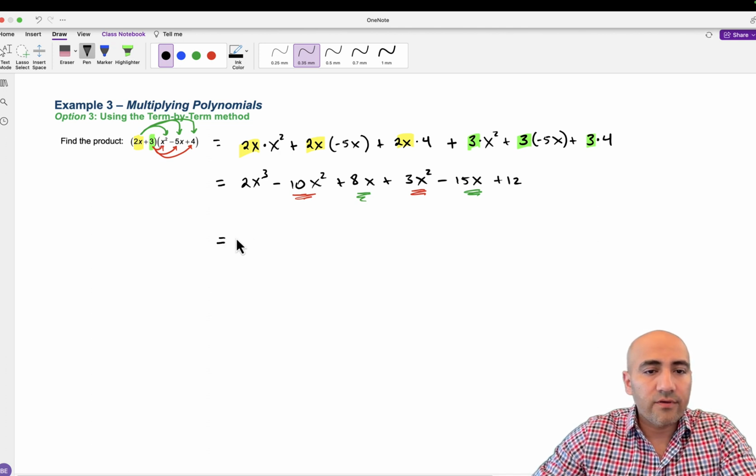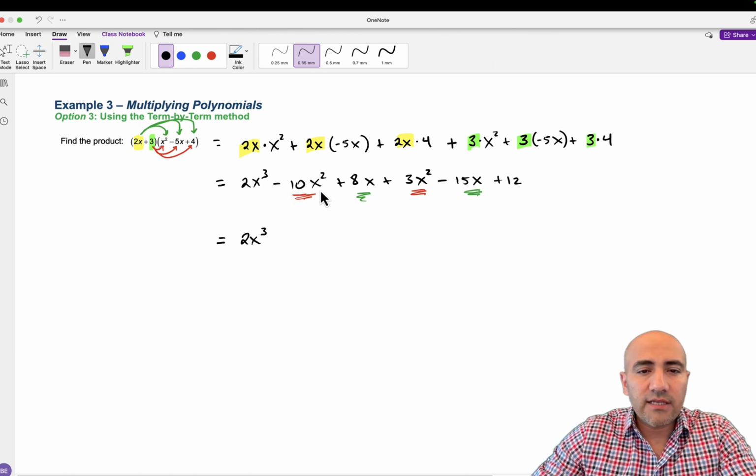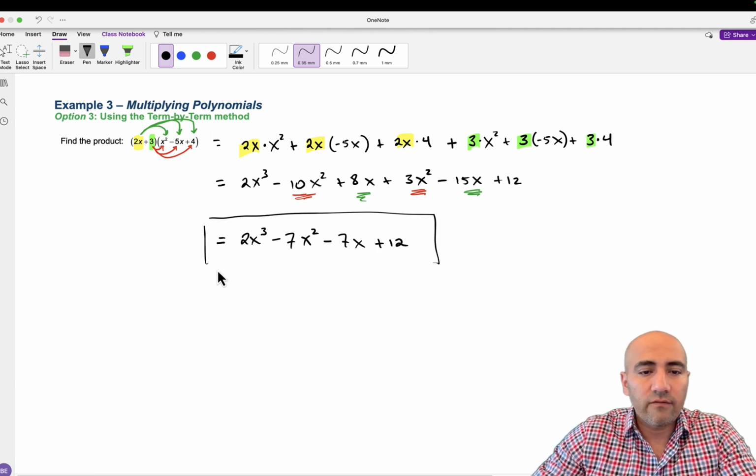So we have 2x cubed, and then minus 10x squared and plus 3x squared gives us minus 7x squared. And then plus 8 minus 15x gives us minus 7x plus 12. So there's our final answer.